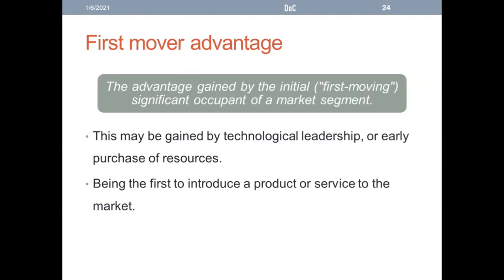So if there is no competitor, the bargaining power of the customer is gone because of being the first mover, because there are no other people who sell this particular product or service, so that they can decide the price. Yes, that is another advantage, right?